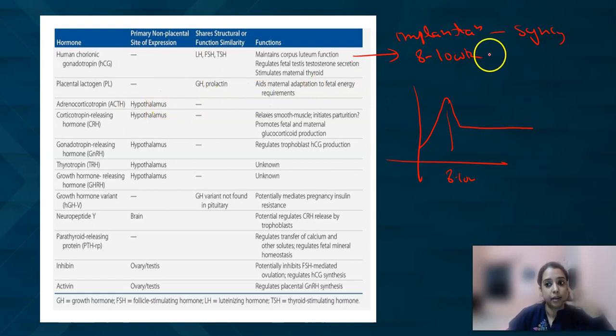Now, it is a sign of pregnancy. That's what you check in UPT. It doubles every 2 days.